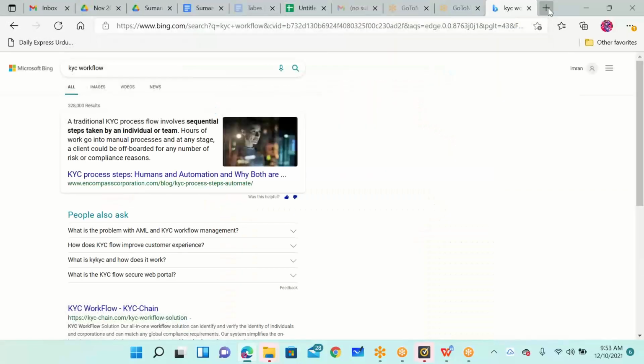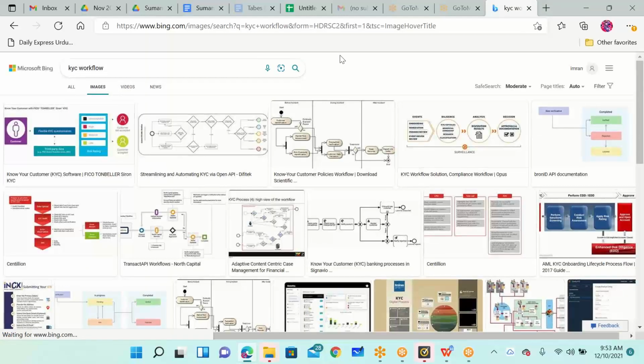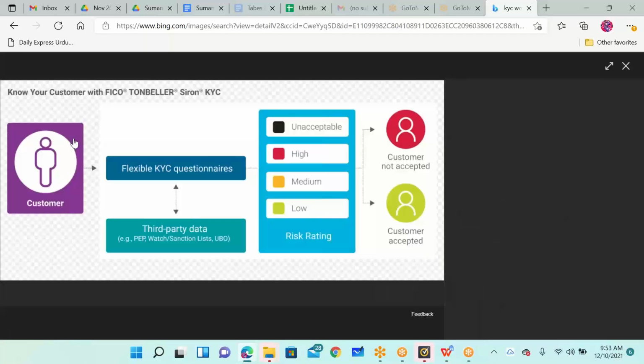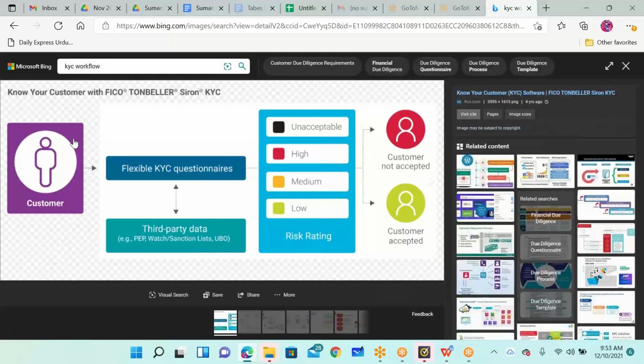Then they will always do CDD. That is given. But if they see that this customer could be a high risk level customer, then they perform enhanced due diligence. But before that, CDD is a must. CDD means capturing your basic information, which is a must. Okay, go further. What happens after CDD and EDD?